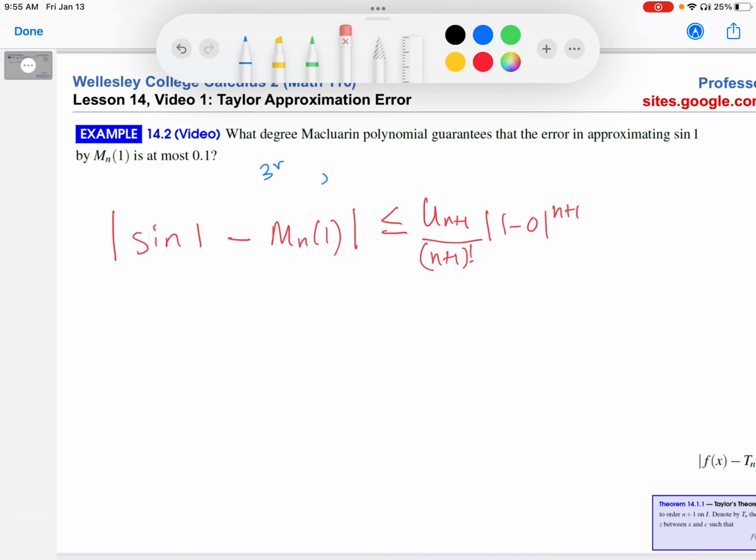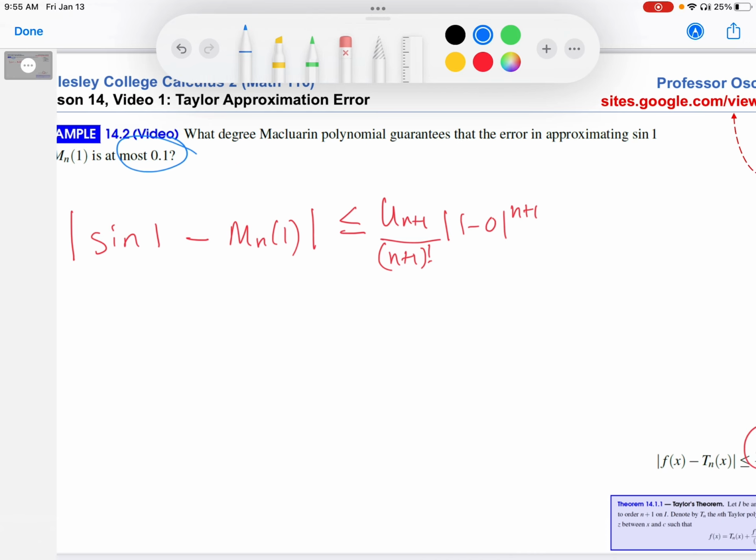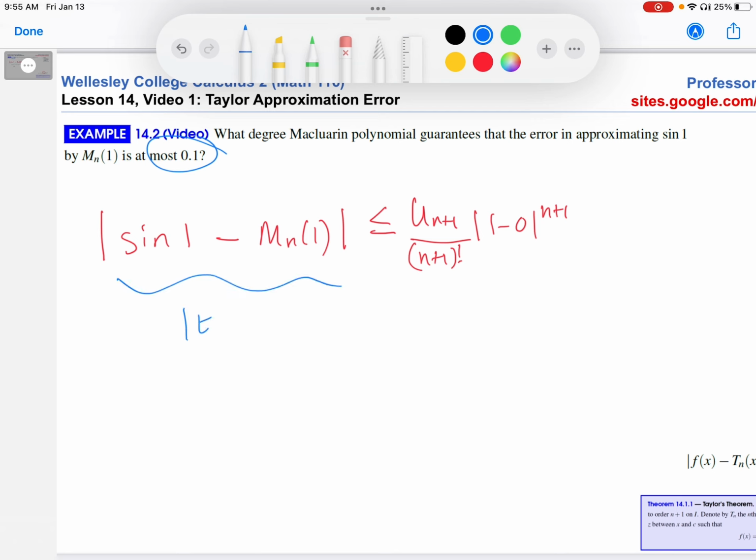Okay, so one thing we have yet to talk about is how we put in this 0.1. Well, again, this is the absolute value of the error in approximating sine of 1 by the nth degree Maclaurin polynomial evaluated at x equals 1. That's the value of the error. And we're saying it's at most this thing.